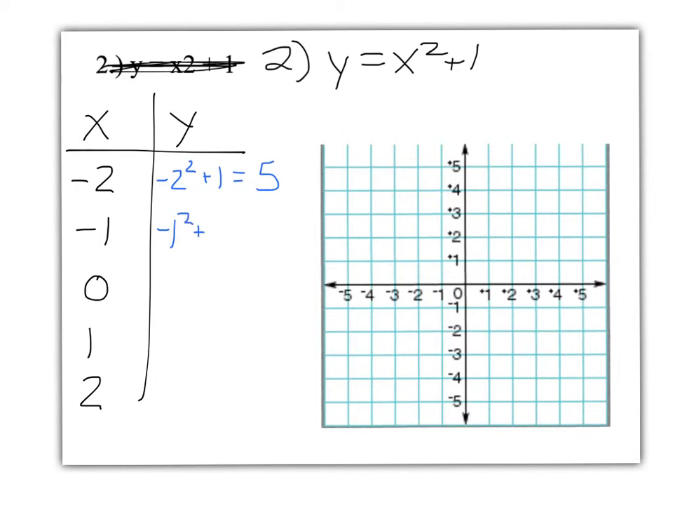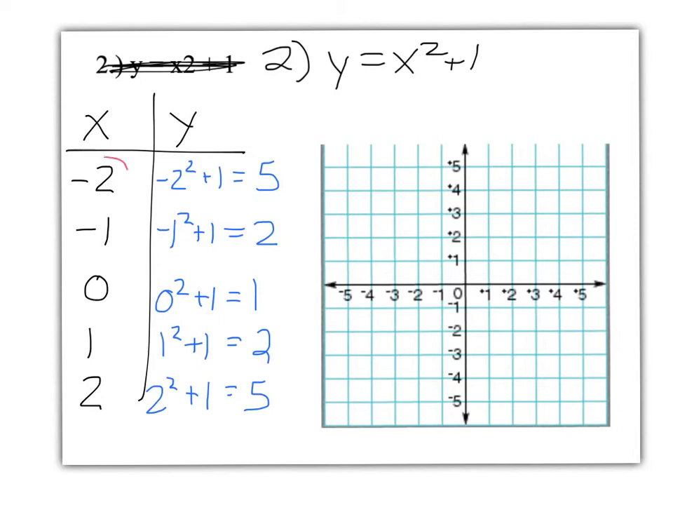Negative 1 squared plus 1. Negative 1 times negative 1 is 1. 1 plus 1 is 2. 0 squared plus 1 is just going to be 1. 1 squared plus 1 is going to be 2. And 2 squared plus 1 is going to be 5. Okay, so let's graph these ordered pairs. We have negative 2, 5. We have negative 1, 2. We have 0, 1. We have 1, 2. And we have 2, 5.